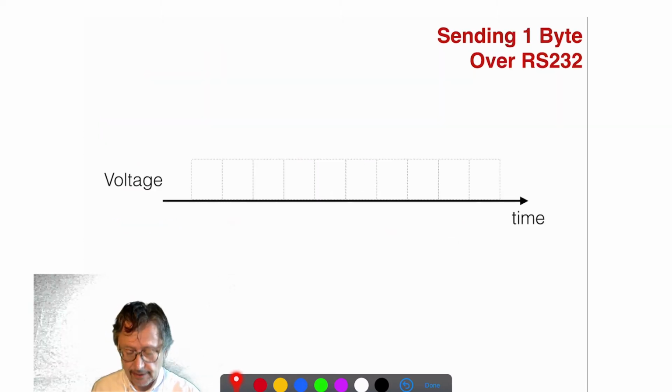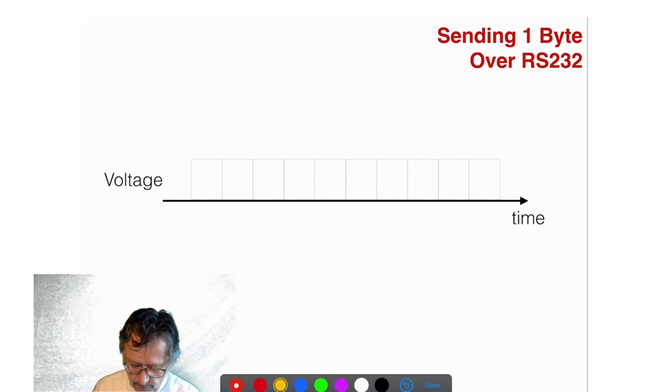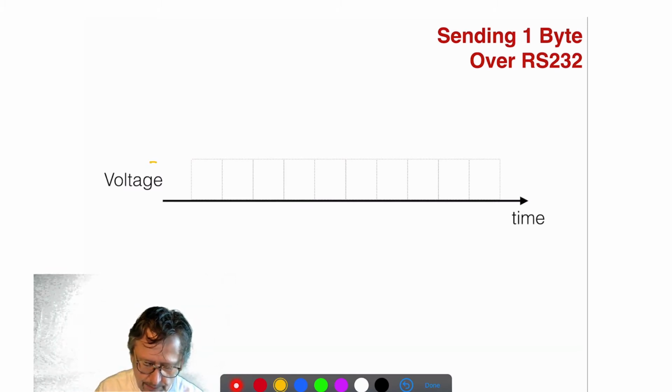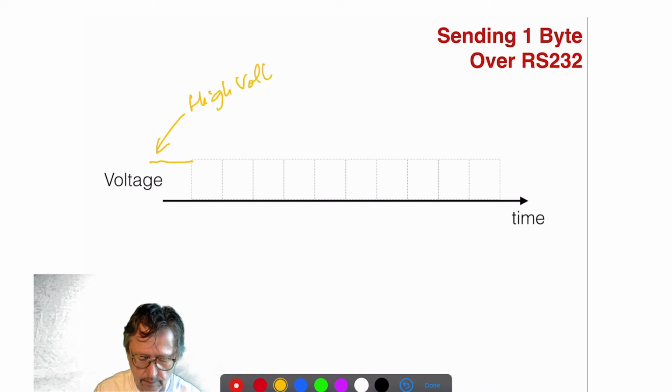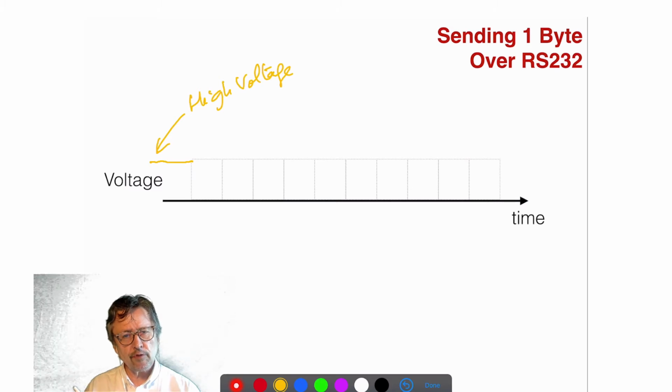So what will it look like typically if I were to put an oscilloscope on a wire where information is sent serially? What would I see? Well, typically, if nothing is being sent, the voltage is going to be high. For the Arduino, it's typically 5 volts. For other protocols, it's a different voltage, but high voltage means nothing is happening.